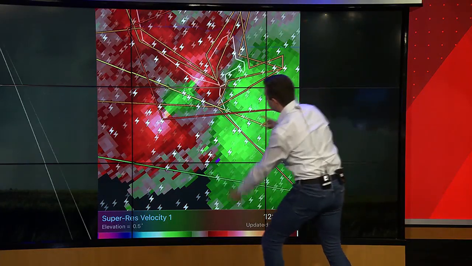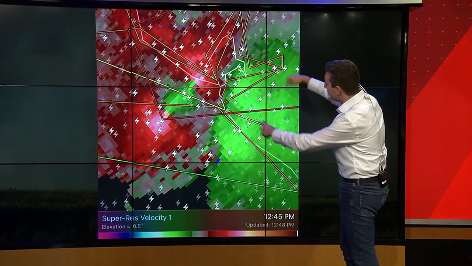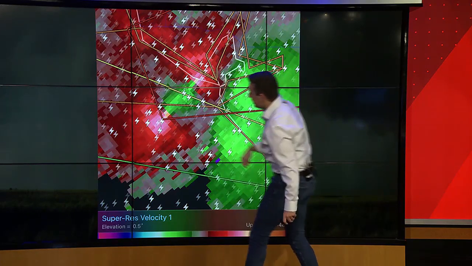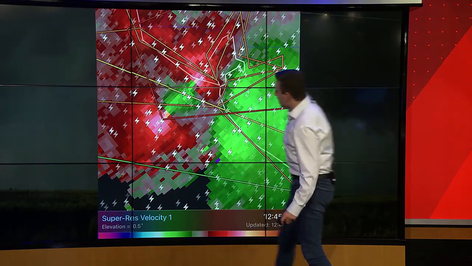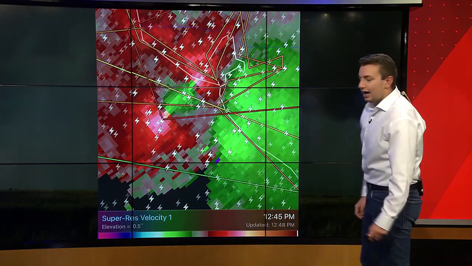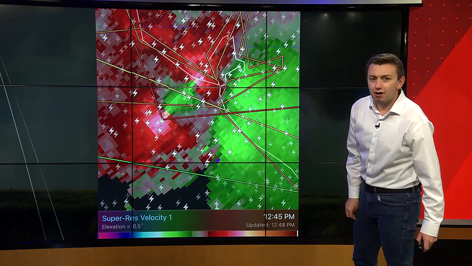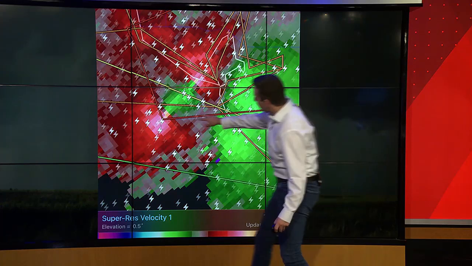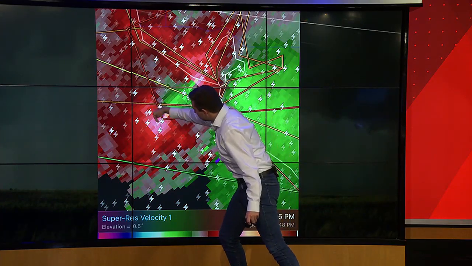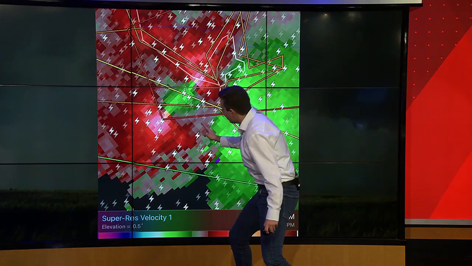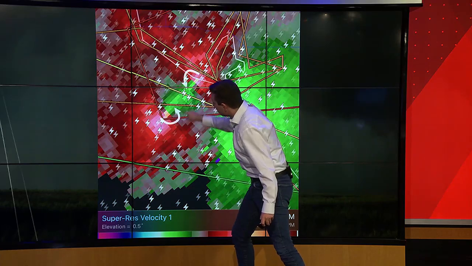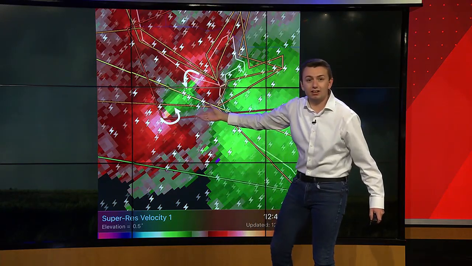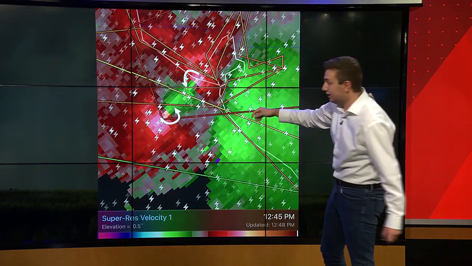So you can see all these particles moving towards it. The red moving away from it, right here and right here. But you notice we have two bright spots there. And this is really interesting because these two bright spots are actually spinning in different directions. This little couplet right here, particles moving away from the radar, particles moving towards the radar. We have a rotation counterclockwise. That's a cyclonic water spout, what we typically see.